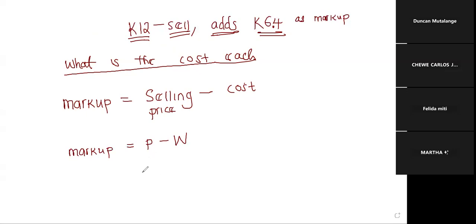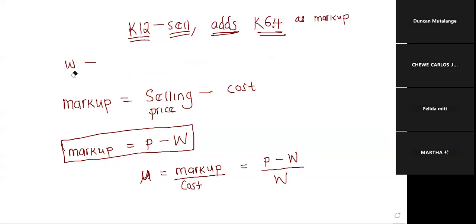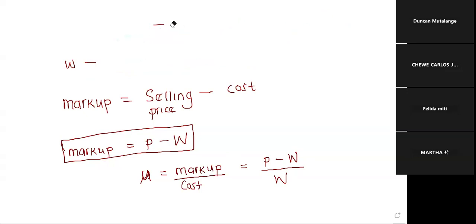Now remember what we said about markup rate. If I go back, markup rate is equal to the markup divided by the cost. We said this markup is simply the selling price, which is just price minus the cost. Cost is this. So we say price minus the cost, then divided by the cost, which is the wage. That's okay? Hope we're flowing together. Let me just rub off this. Tomorrow we're going to continue on this one. Now, I want you just to follow me.